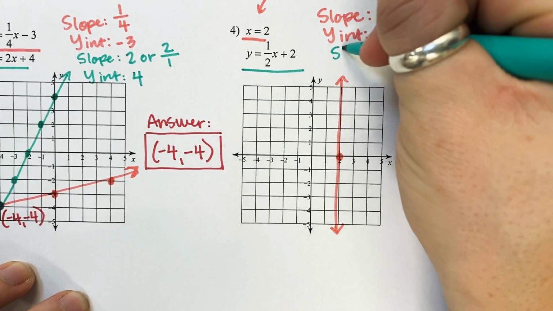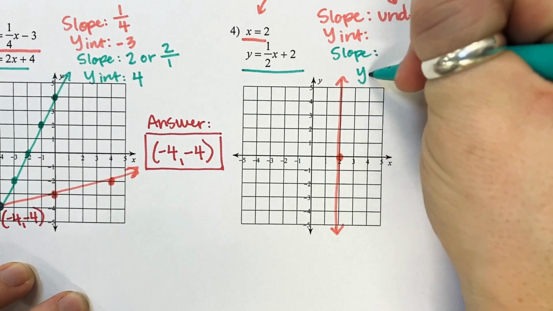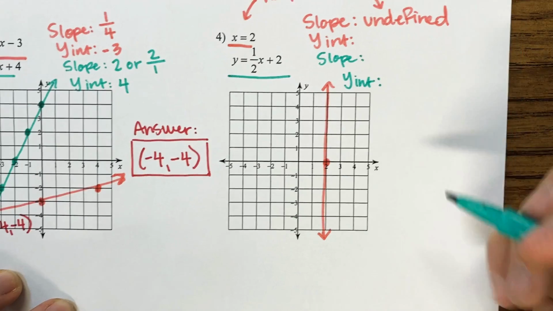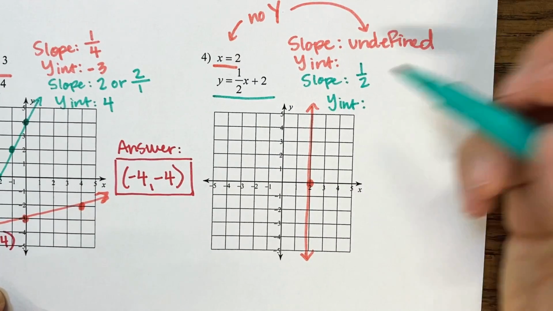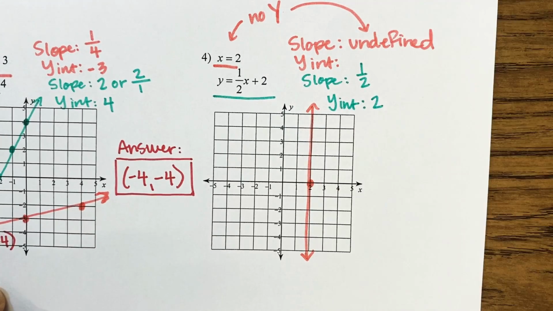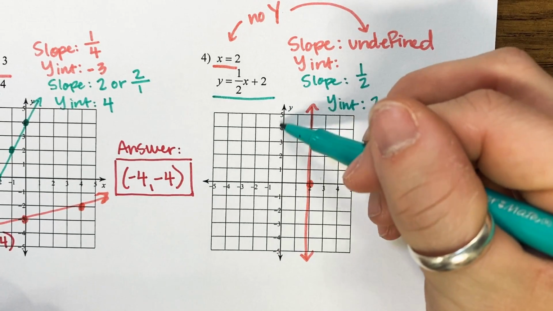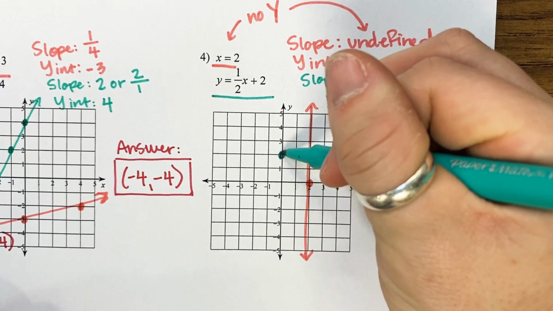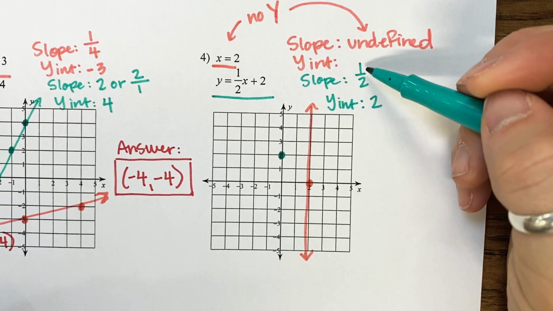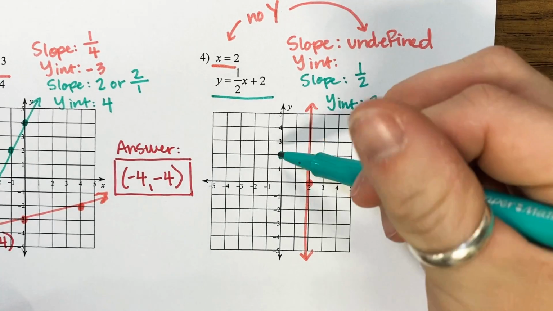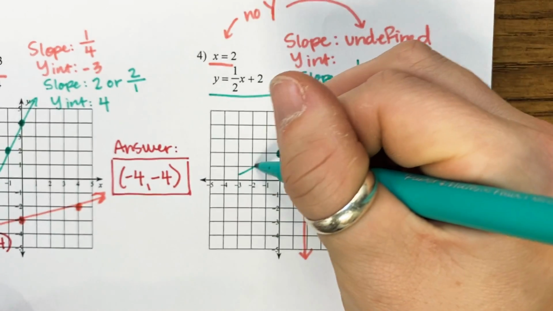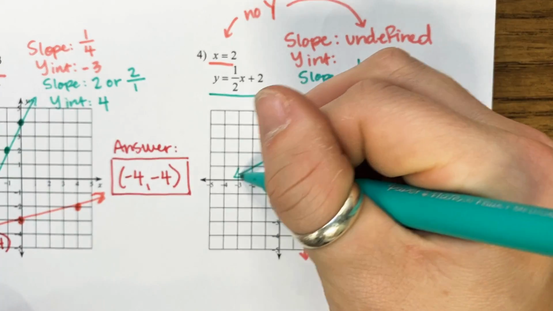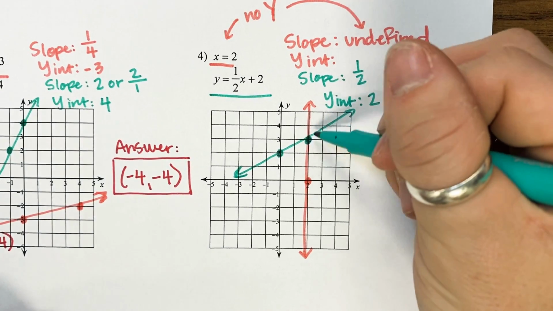Let's do our green line. So slope and y-intercept for our green line. Slope is 1 over 2, rise over run, and my y-intercept is at positive 2. Okay, so start with your y-intercept. So on your y-axis, put positive 2, and we're gonna rise over run 1 over 2. So rise 1, run 2. And there we go. We can already see where they intersect at this point right there.